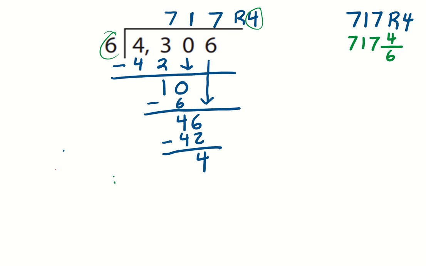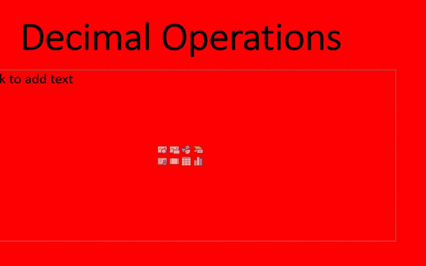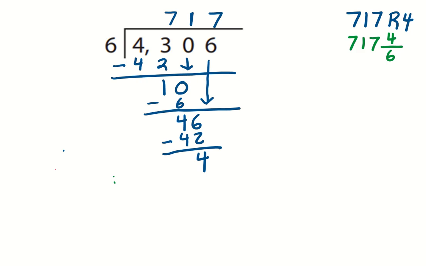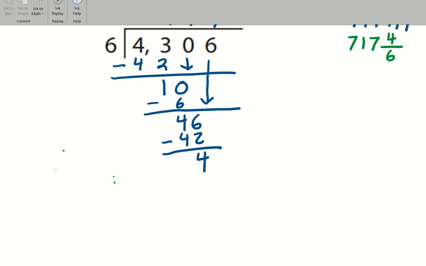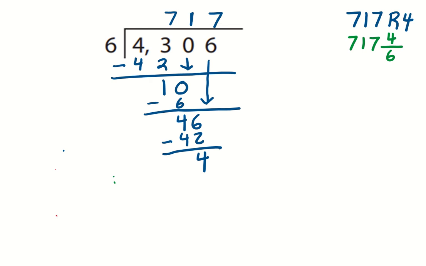But what if I wanted to write it as a decimal? Well, let's give that a try. So let's get rid of this remainder. And let's choose a different color here so we can see what we're doing. Whew, that was scary. Let's use red right here. Okay, so we've come down here and we have our remainder 4 and we want to keep going, so all we have to do is put ourselves a decimal.